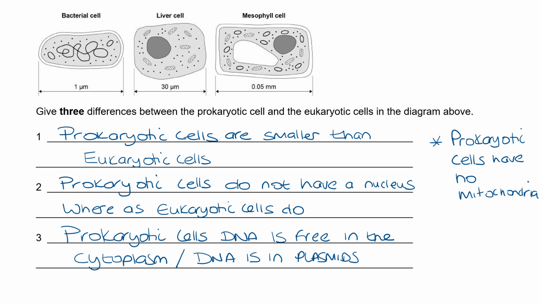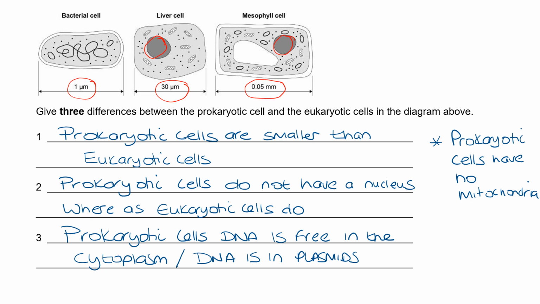Firstly, prokaryotic cells are much smaller, and you can tell this from the diagram. If you look at the bottom of all the images, you can see that the bacterial cell and the liver cell are in micrometers. But then if you look at the mesophyll, it's in millimeters. Millimeters is a bigger unit than a micro unit. And so they've just really put that in there just to test you. Secondly, prokaryotic cells don't have a nucleus, whereas eukaryotic cells do. You can see the nucleus clearly in the two eukaryotic cells.